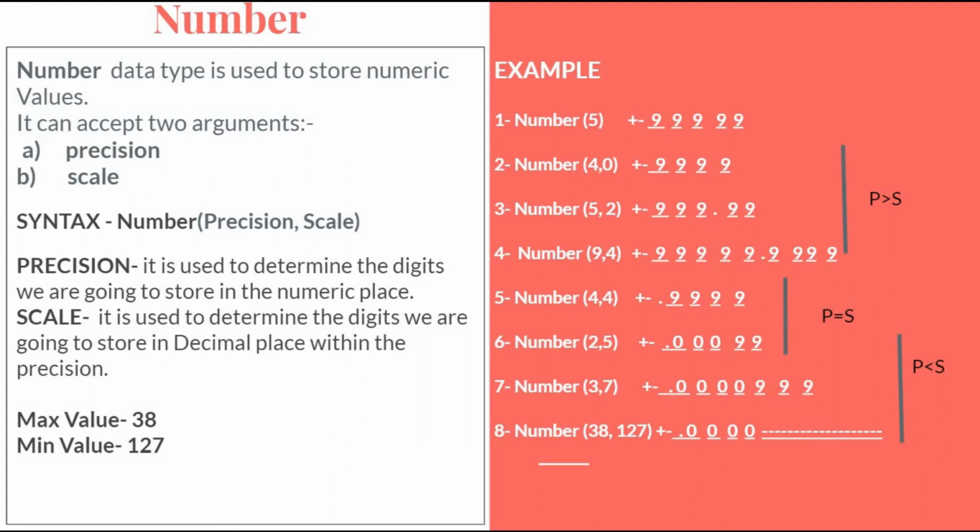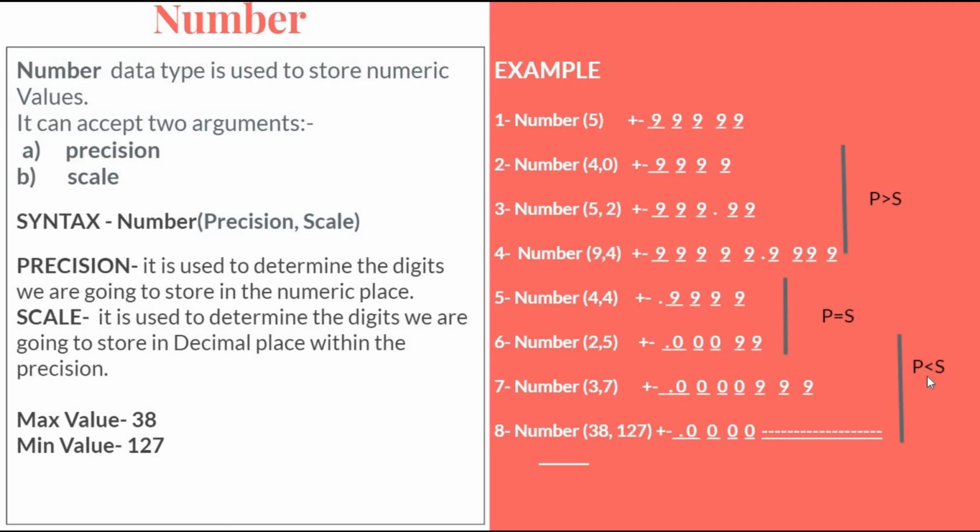But what will happen if precision and scale are equal? That means 4, 4. It means you have to put 4 blocks. So here 1, 2, 3, 4 blocks are there. But now what will happen? You have to put the decimal value from the 4. So that means the front is 0.9999. This is simple.